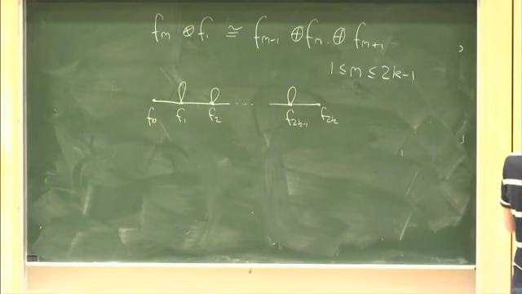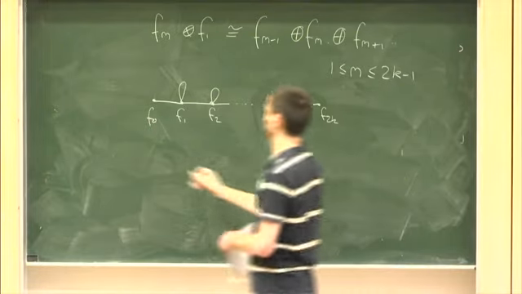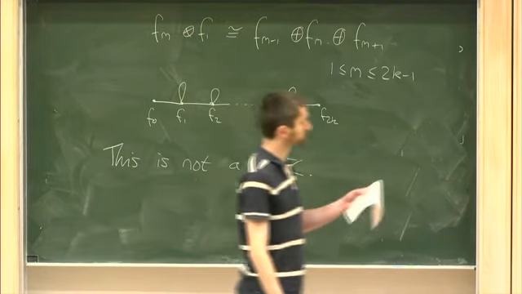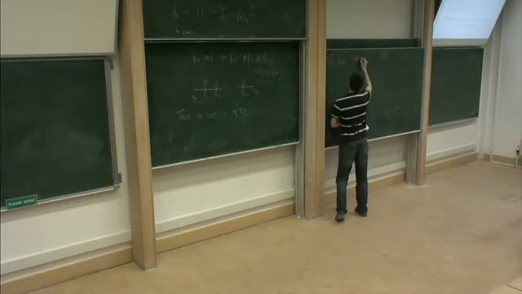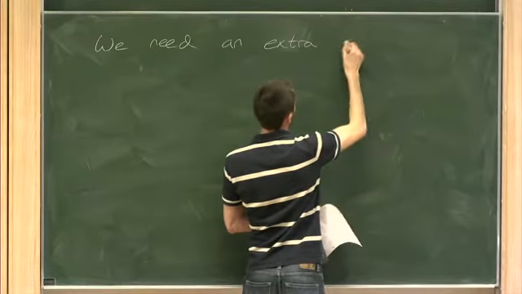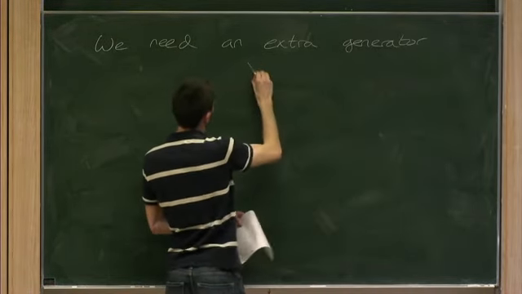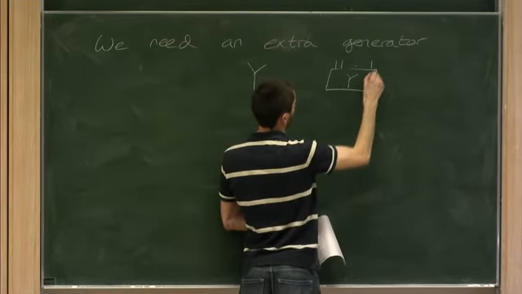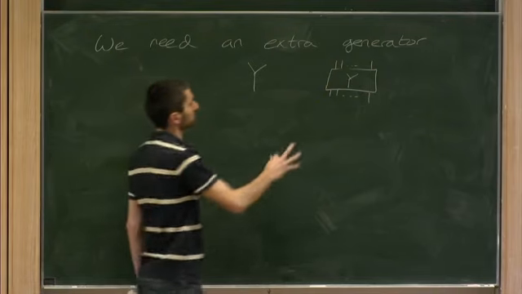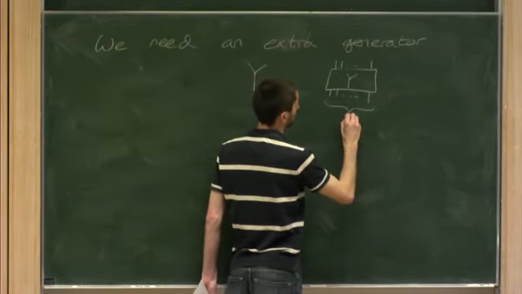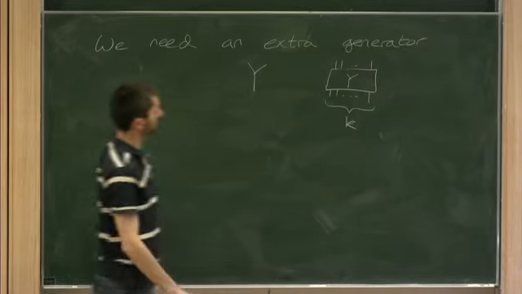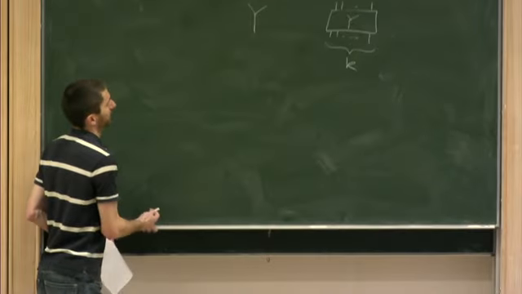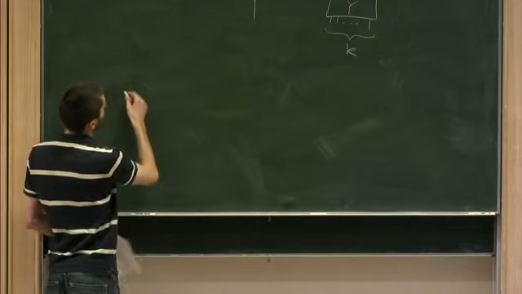So to get the category that we want, we need an extra generator Y, which you can think of as this box with k strings on the top and k strings on the bottom, so some generator, and this satisfies the following relations.